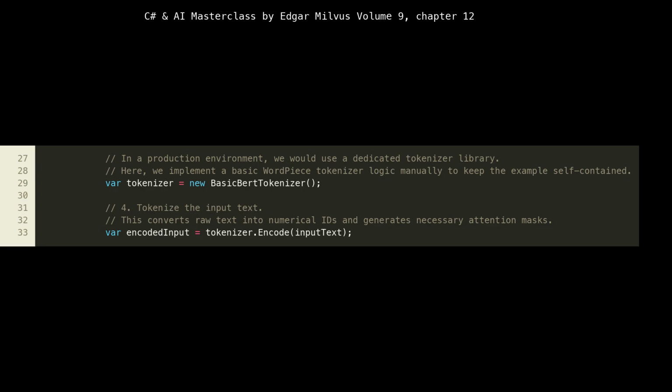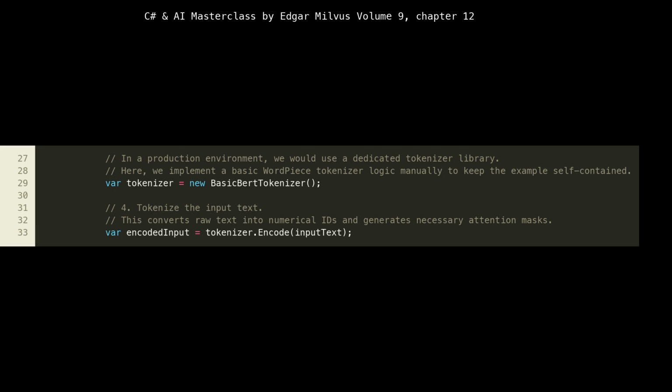The comment at lines 27 to 28 is very important. It explicitly states that this is a simplified tokenizer for demonstration. In a real-world scenario, we would use a robust, pre-built tokenizer library, e.g., from Hugging Face's tokenizers library or Microsoft.ML.Tokenizers. Why? Because real tokenization, especially WordPiece or BPE, is complex, handling subword units, special tokens, and vocabulary lookups efficiently. Our basic BERT tokenizer serves to keep the example self-contained but would not be suitable for production due to its simplicity and limited vocabulary.